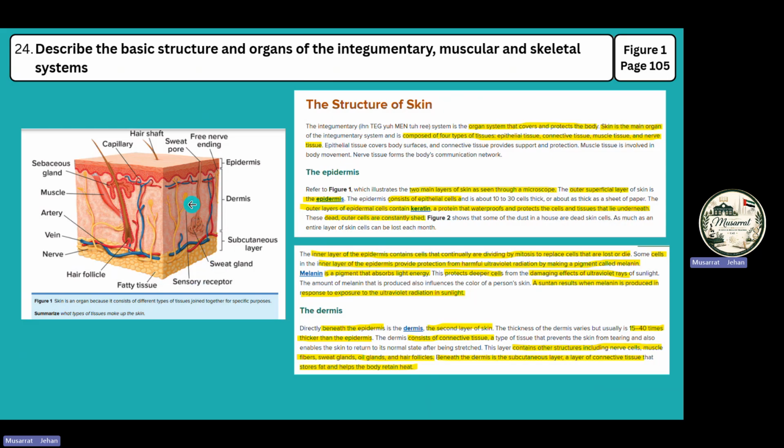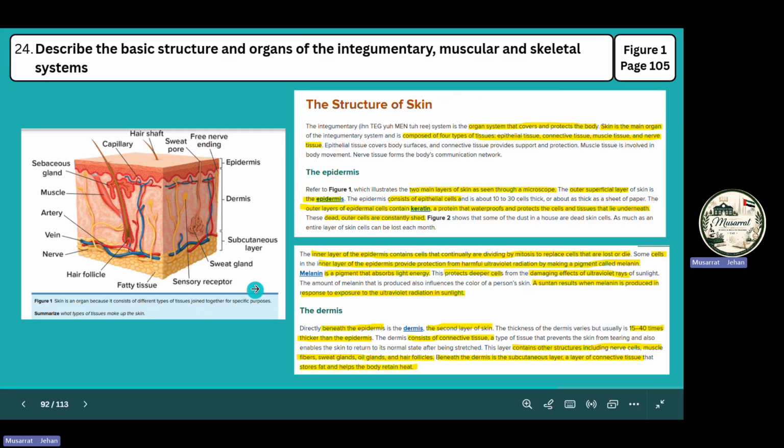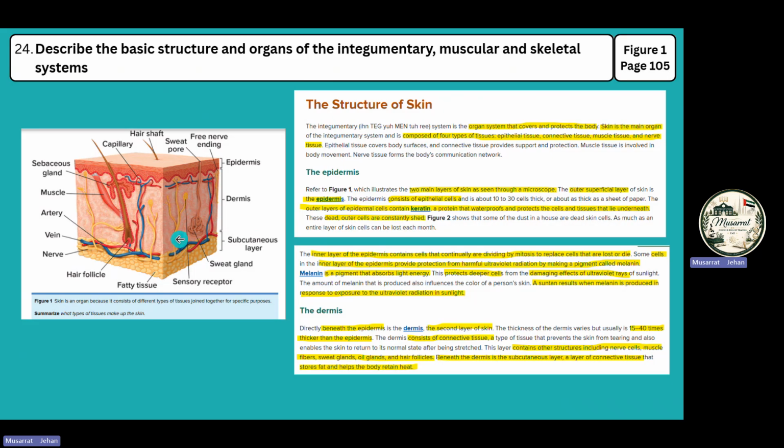It is a second layer. It is 15 to 40 times thicker than the epidermis, and it consists of connective tissue that prevents the skin from tearing and also enables the skin to return to its normal state after being stretched. It contains other structures like nerve cells, muscle fibers, sweat glands, and hair follicles.